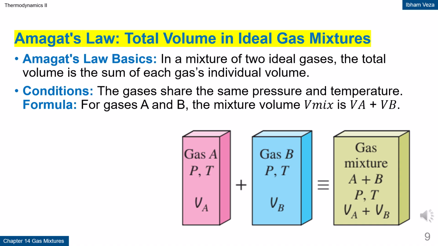Amagat's law of additive volumes states that the total volume is the sum of the volumes of each component at the same pressure and temperature. Each component is imagined to occupy a portion of the total volume. Mathematically, for two gases, V mix equals VA plus VB. This law is the volumetric analogy of Dalton's law. It helps in understanding the concept of component volumes in mixtures.